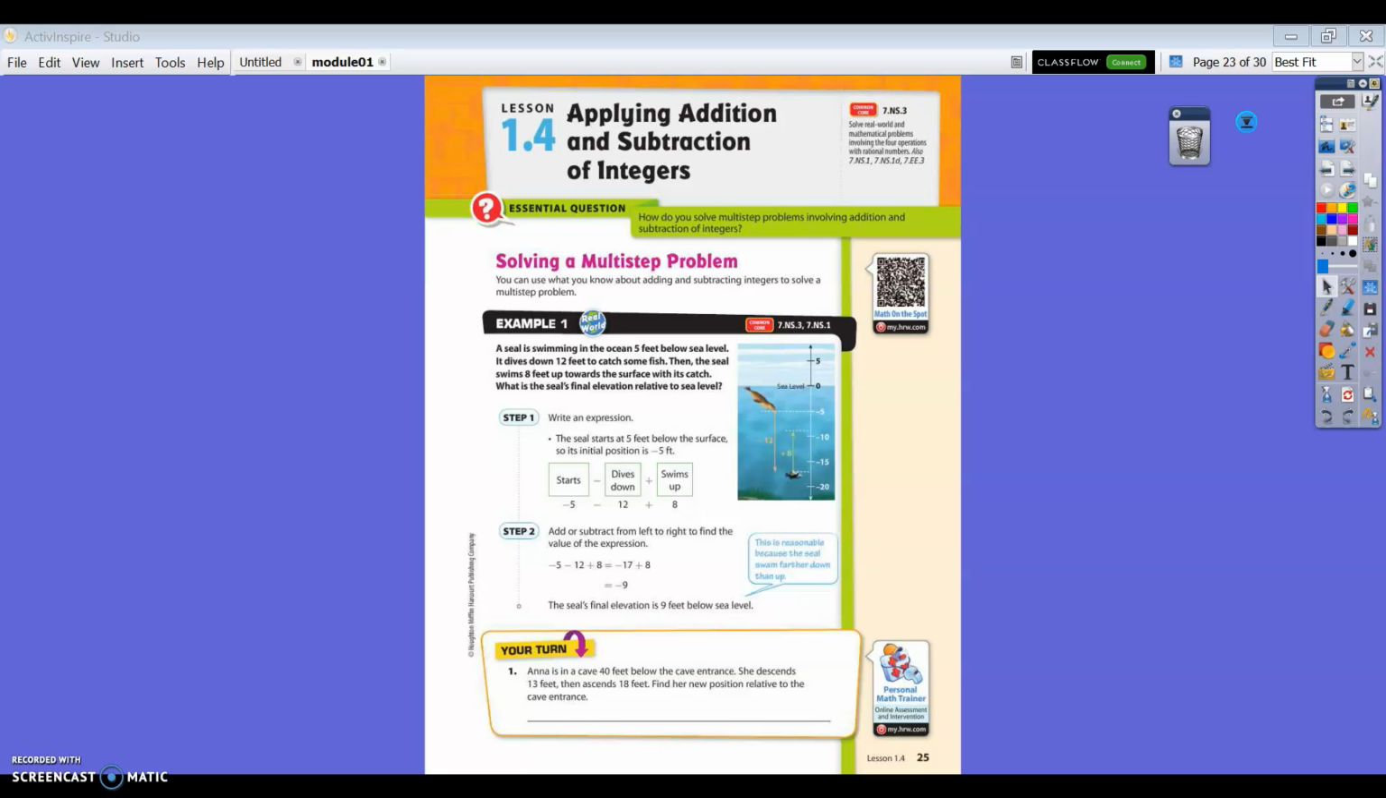1.4 is applying addition and subtraction of integers. What I'd like you to remember here is that this is multi-step, so you need to do more than one thing at a time. This example is interesting. There's some words here below that tell you that you're going negative, down, and then the word up. Up, down. So below is negative, down is negative, but up is positive.